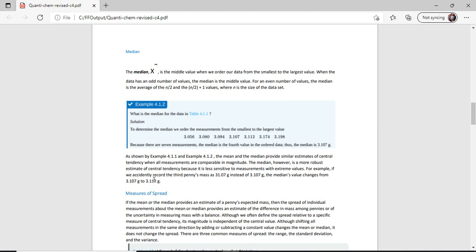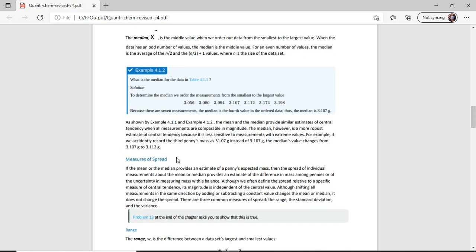Now, let us proceed to our measures of spread. If the mean or your median provides an estimate of a penny's expected mass, then the spread of your individual measurements about the mean or median provides an estimate of the difference in mass among pennies, or of any uncertainty in measuring mass with a balance. Although we often define the spread relative to a specific measure of central tendency, its magnitude does not depend on your central value.